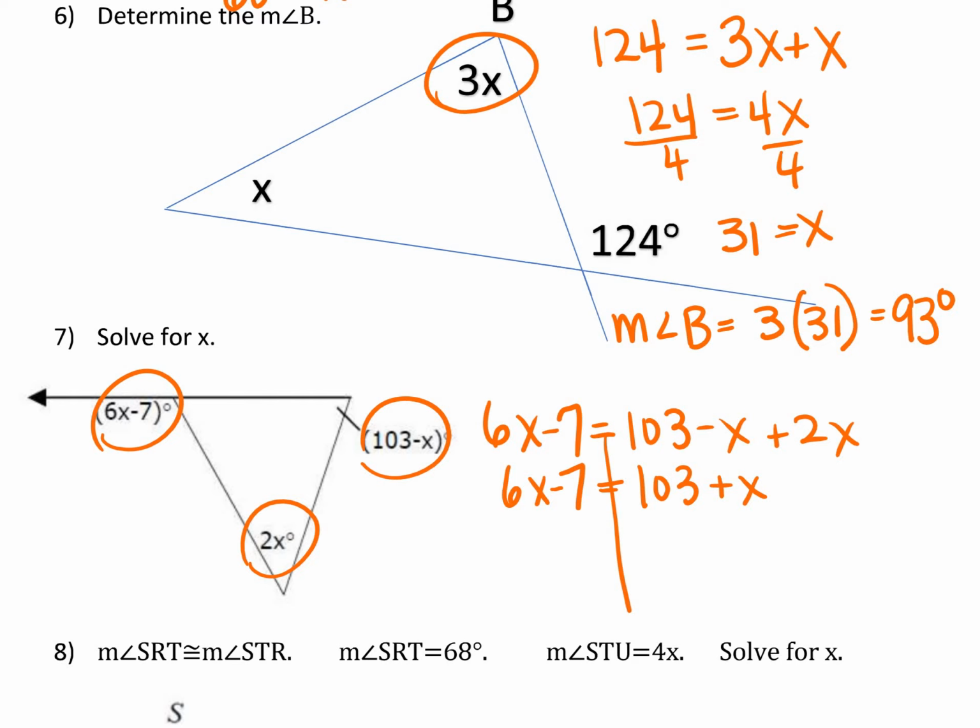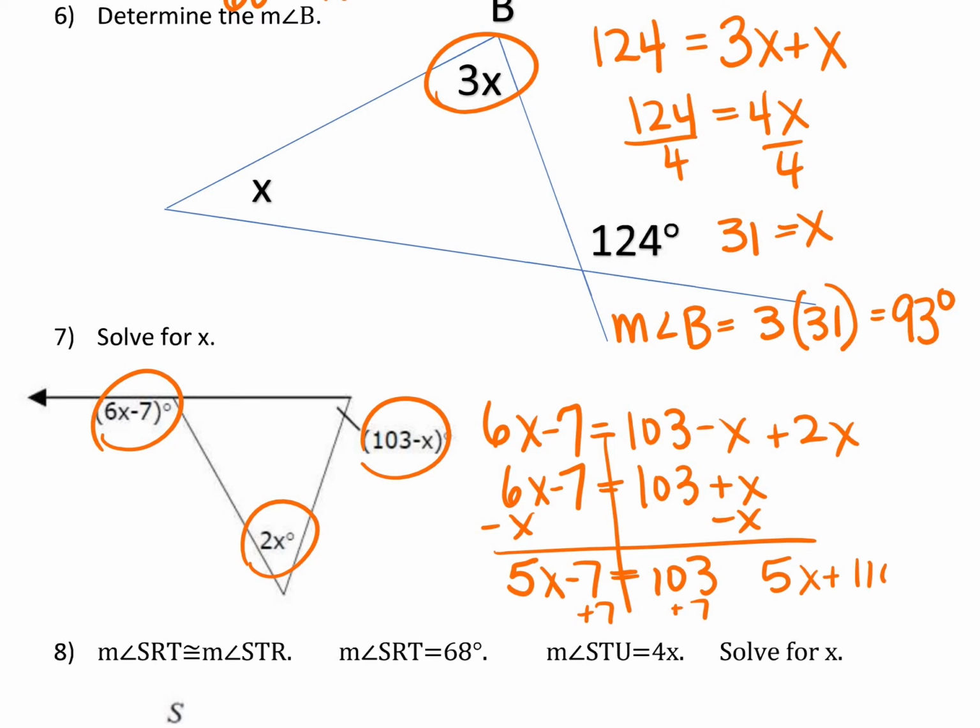Okay. I'm going to move this x to the other side. And now I have 5x minus 7 equals 103. And then I will add 7 to both sides. 5x equals 110. And then x equals 22. All right, and that's all we had to do there, was solve for x.